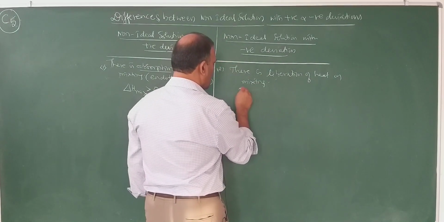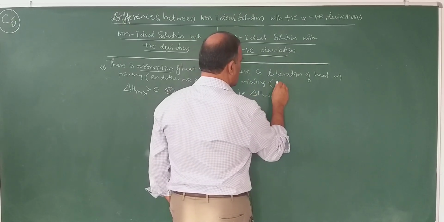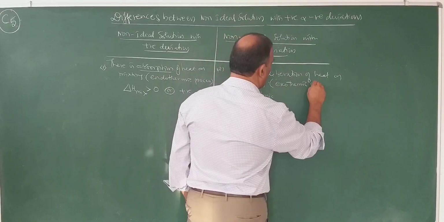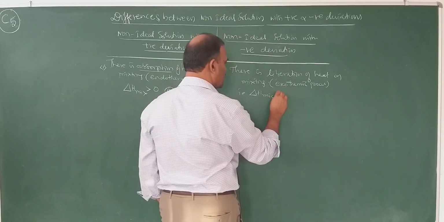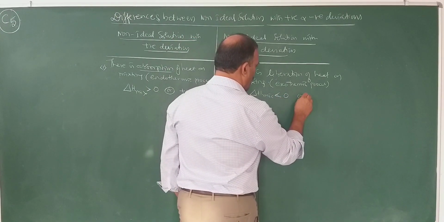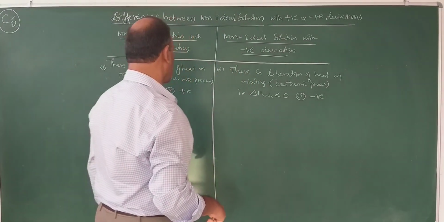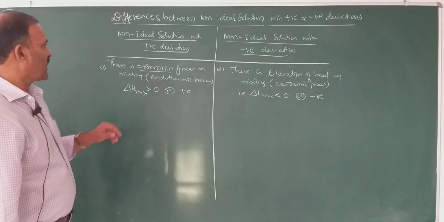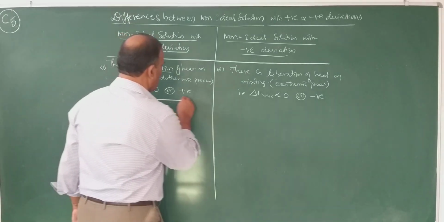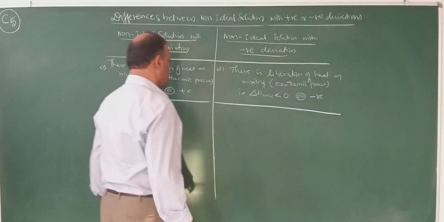That is delta H mixing. So it is an exothermic process. So delta H mixing is less than 0, or negative. If delta H is negative, it is an exothermic process. So this is the first difference. In non-ideal solutions with positive deviation, there is absorption of heat. Here there is liberation of heat.